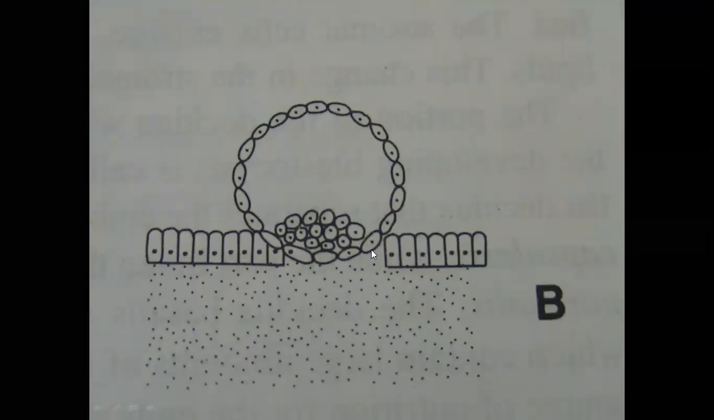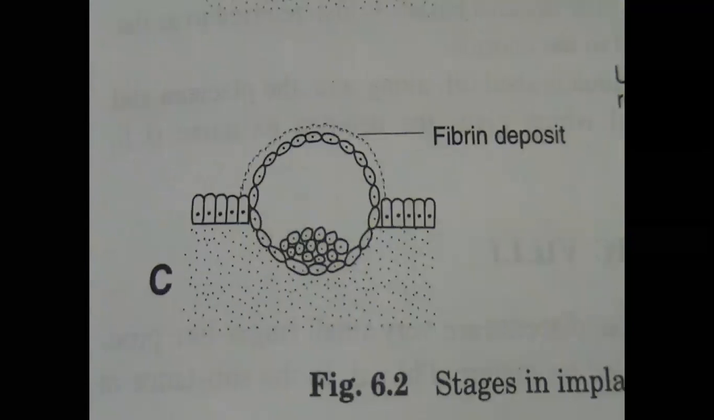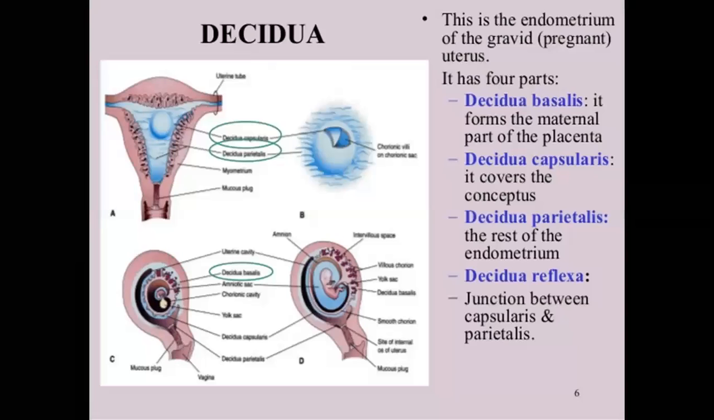Now the trophoblast is going into the substance of the uterine endometrium. It's going deeper; in this diagram you can make it out. Then a fibrin layer is deposited over the trophoblast, and this process is known as implantation. After implantation, the pregnant uterine endometrium is known as decidua. So what is decidua? After implantation of the blastocyst, the uterine endometrium is known as decidua.